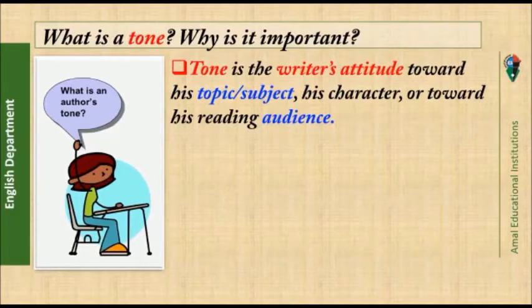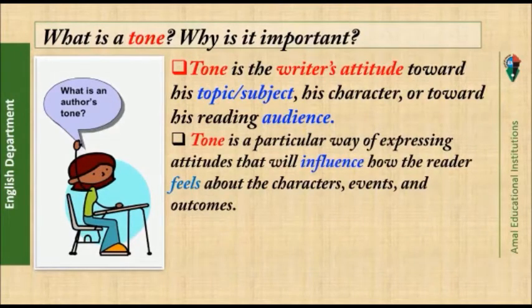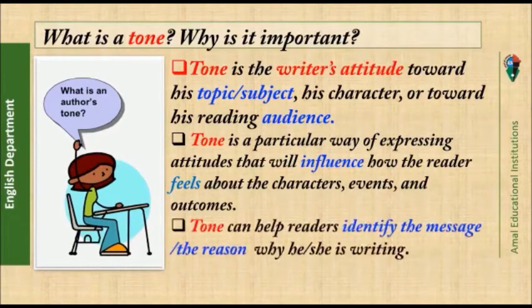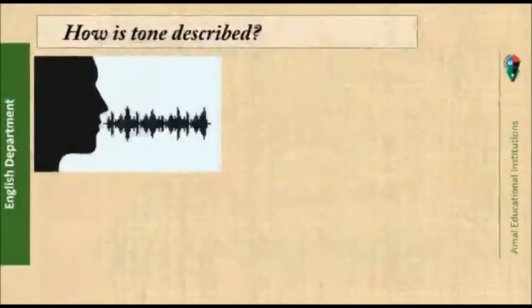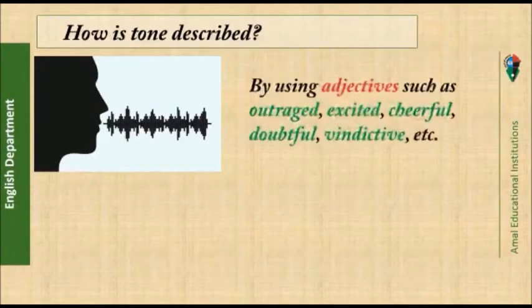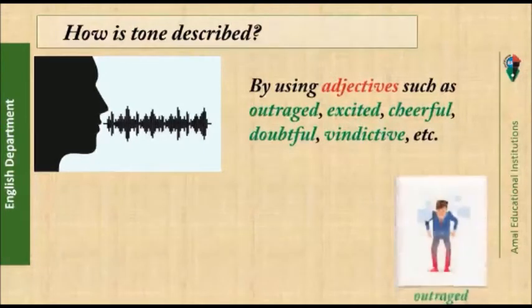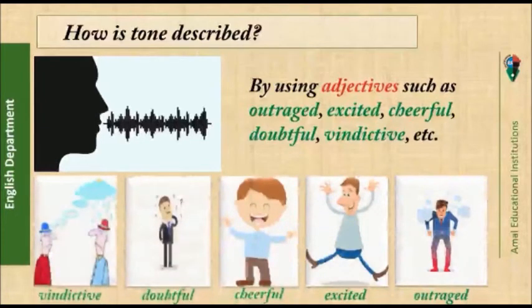Why is it important? It's important because it will influence how the reader feels about the characters, events, and outcomes. It can also help readers identify the message or the reason why the writer is writing. How is tone described? When we describe a tone, we must use adjectives. Only adjectives, such as outraged, excited, cheerful, doubtful, vindictive, and so on.